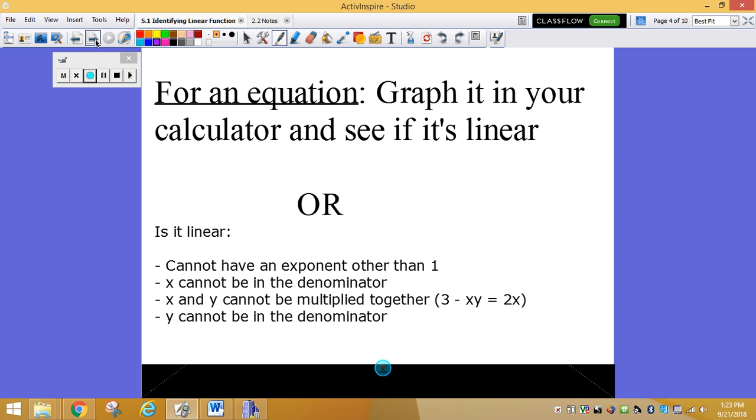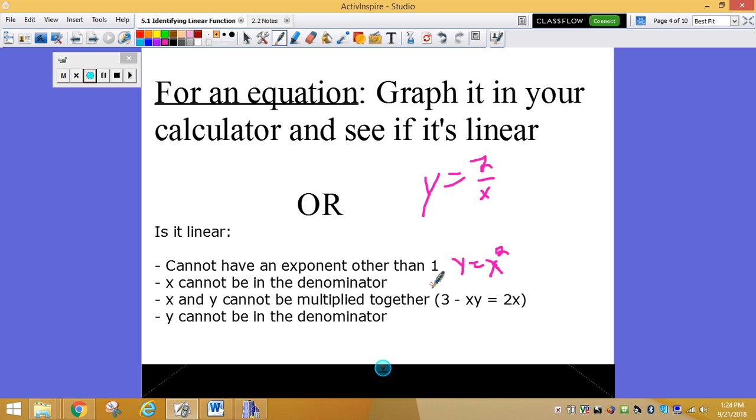What about equations? Well, if it's already set up in y equals, I think the easiest way is to graph it and just look at your graph and see if it's linear. Sometimes it's not in y equals, and these are the rules. You can't have an exponent other than 1. So like if I had y equals x squared, that's not going to be linear because the exponent is bigger than 1. If I had x to the third, it's not linear either. X cannot be in the denominator. Let me give you an example of what that would look like. If I had y equals 2 divided by x, well, x is in the denominator, so that is not going to be a linear graph.